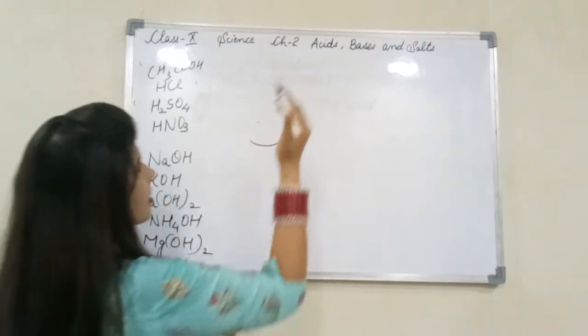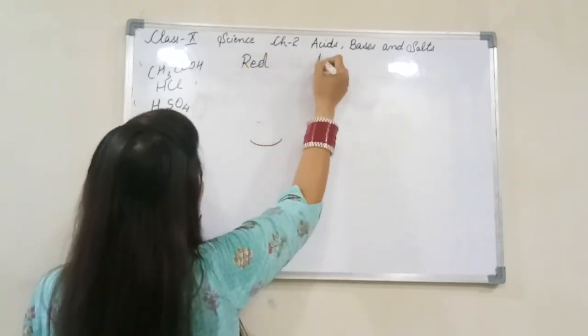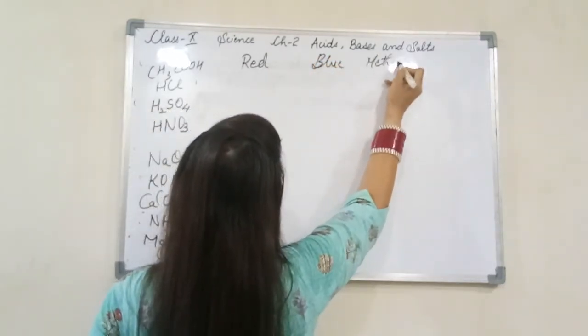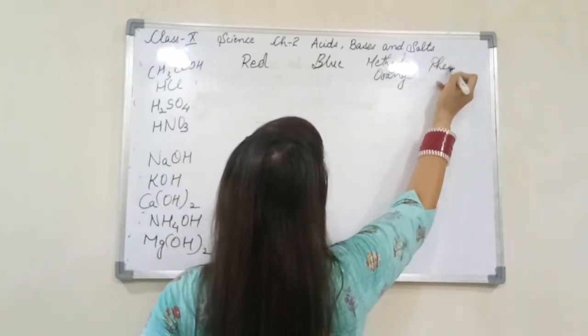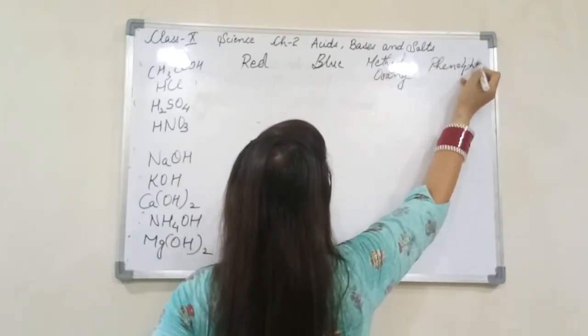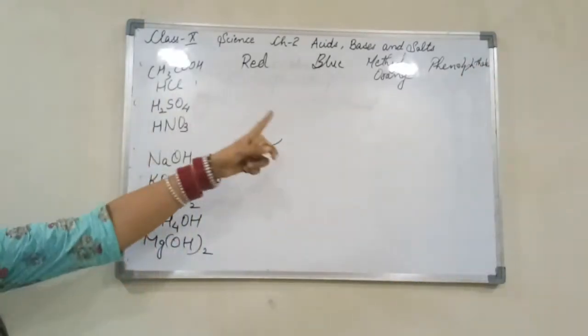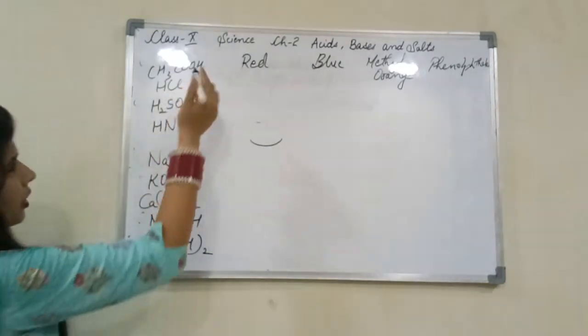You will use the following things. You will use red litmus solution. You will use blue litmus solution. You will use methyl orange. You will use phenolphthalein. These 4 things you have to use with each of the cases. Okay, so I'll just make it out in short.